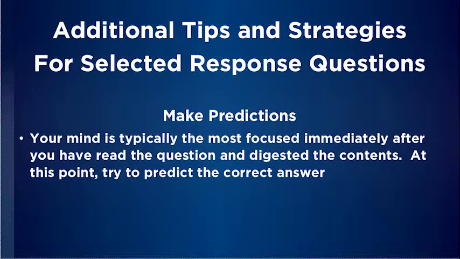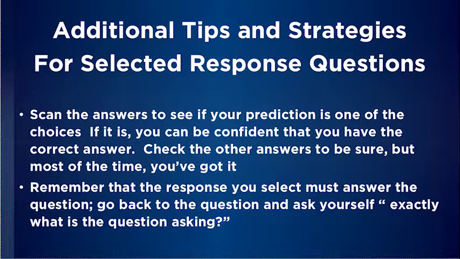Make predictions. We teach kids how to make predictions all the time in our classrooms. Your mind is typically focused immediately after you have read the question and digested the contents. At this point, try to predict what you think the answer would be. Scan the answers to see if your prediction is correct. If it is, you can be confident that you have chosen the correct answer. Check the answers to be sure, but most of the time, trust yourself, you've got it.